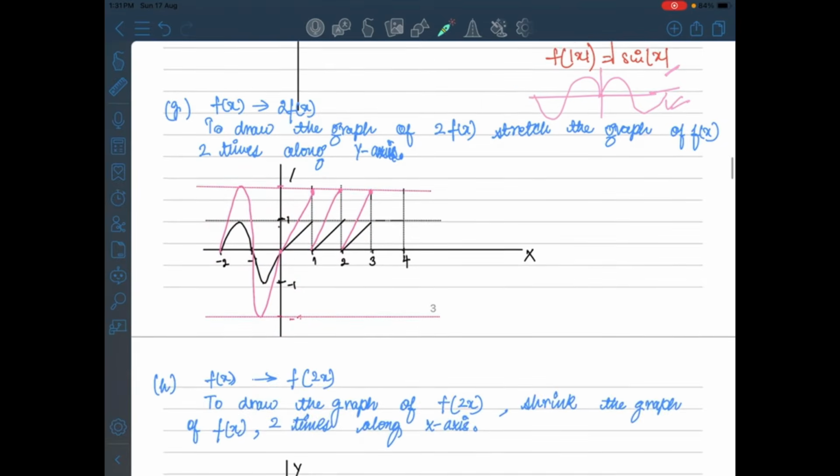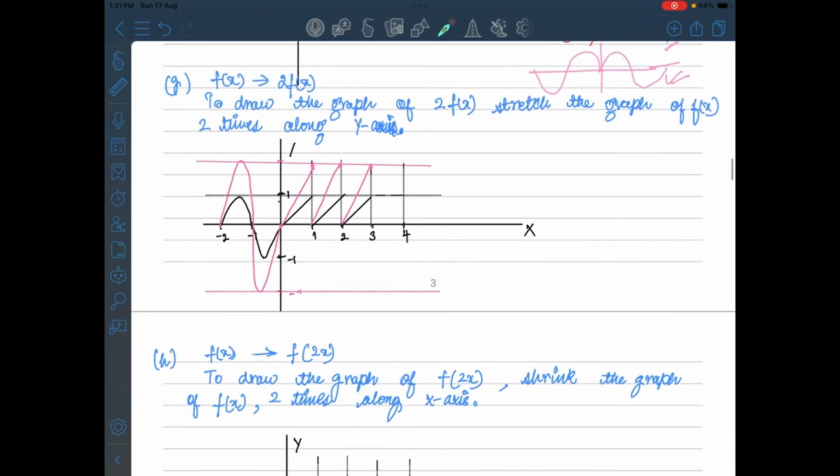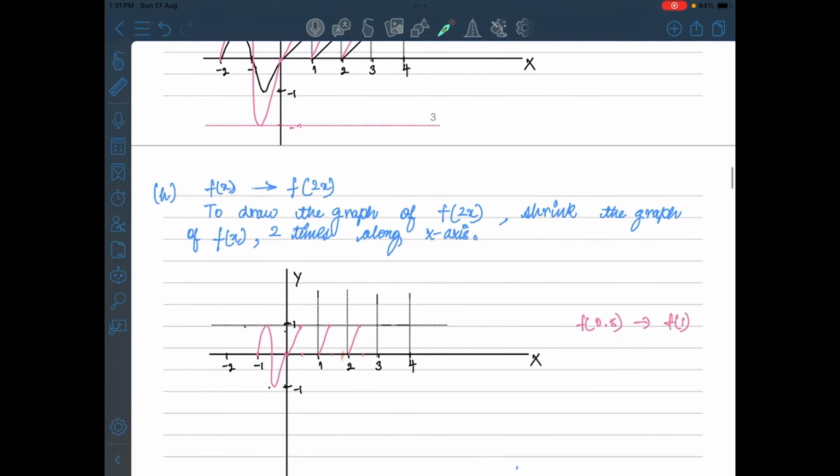And all this also stretched to 2 units. Alright. Next is now. So you see all the transformations I have included over here. Here it is 2 times f of x. But now what about f of 2x? Let's see that as well. Now try to understand what is happening. F of 0.5, which was the old graph, now the new graph should be f of 1 at the same value. Right? So you understand here.